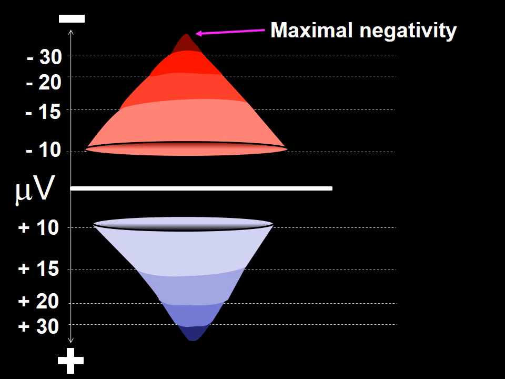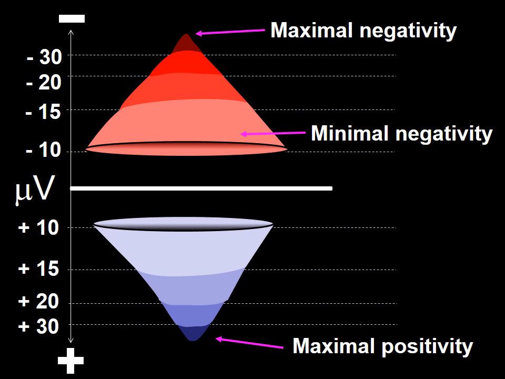The maximal negativity is the highest negative voltage of a negative field. The maximal positivity is the highest positive voltage of a positive field. In addition to maxima, each electrical field has a minimum. The minimum negativity is the lowest negative voltage represented in a negative field. The minimum positivity is the lowest positive voltage in a positive field.